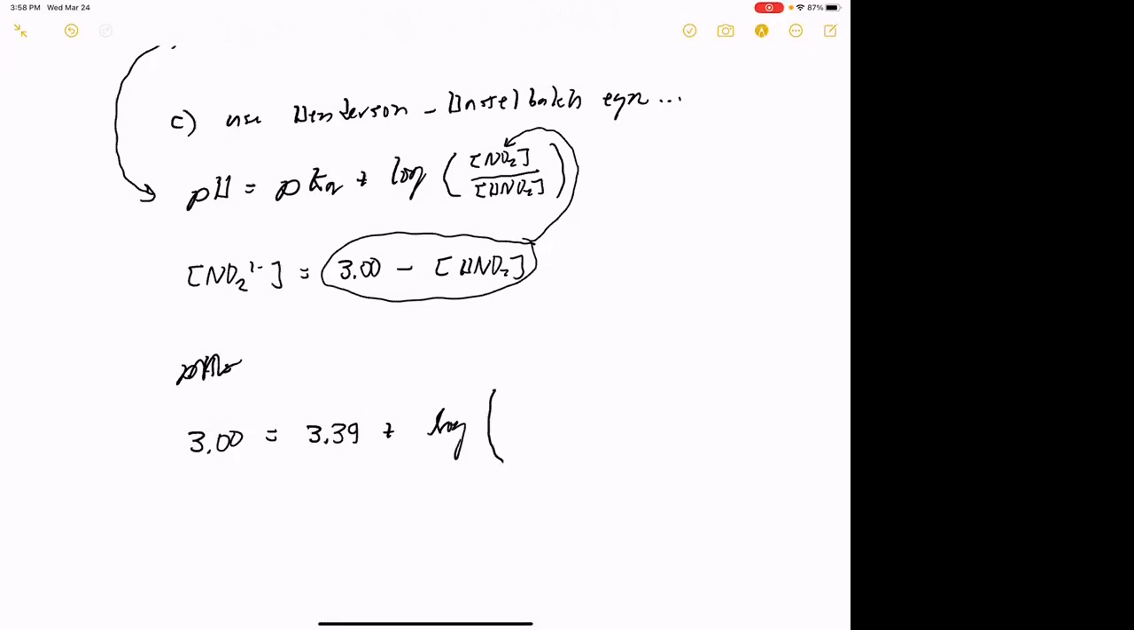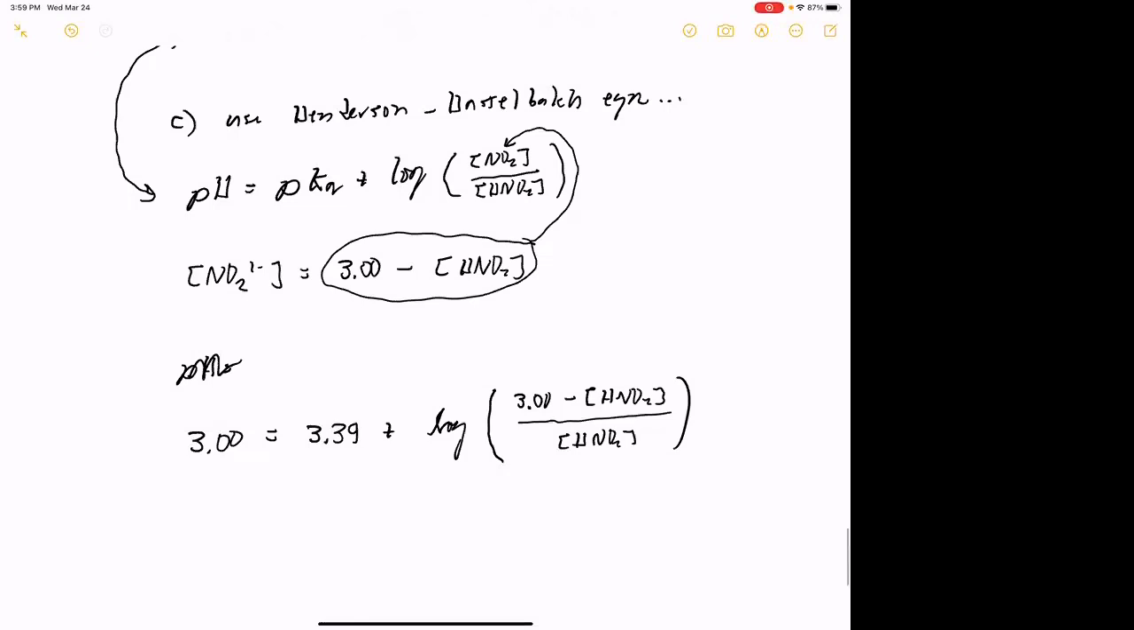Give ourselves lots of room here. It looks like what, 3.00 minus the concentration of the HNO2 over the concentration of the HNO2. Did I do that right? Is my algebra good, guys? Yep. All right, excellent. So now notice, I've got this in terms of a single unknown, which is now just the concentration of the HNO2, okay?